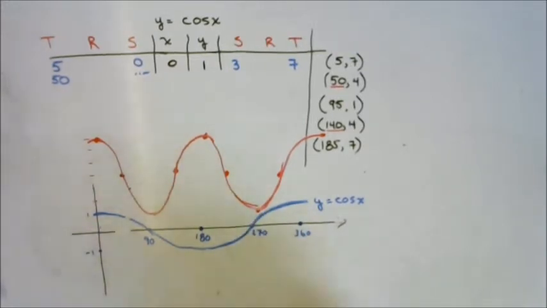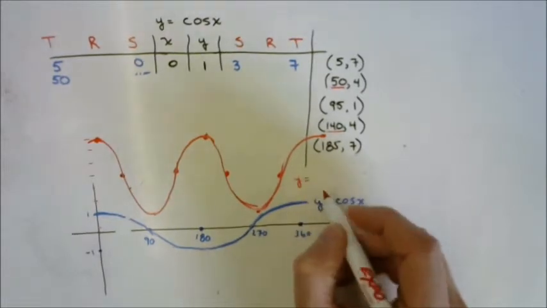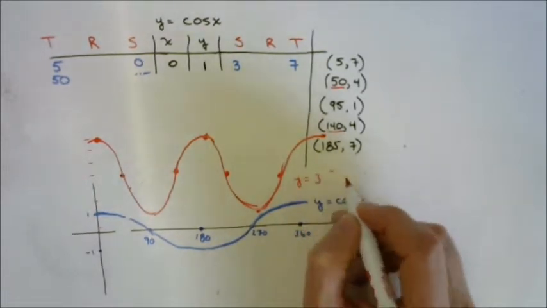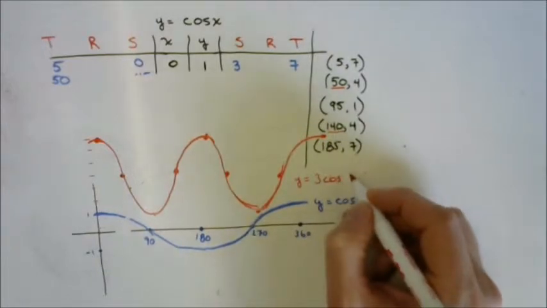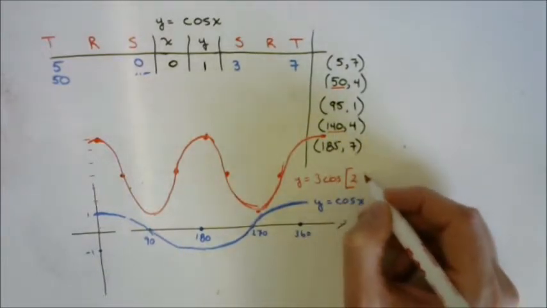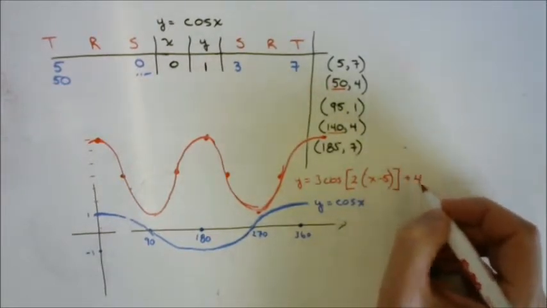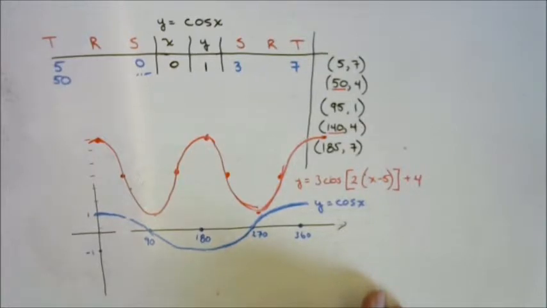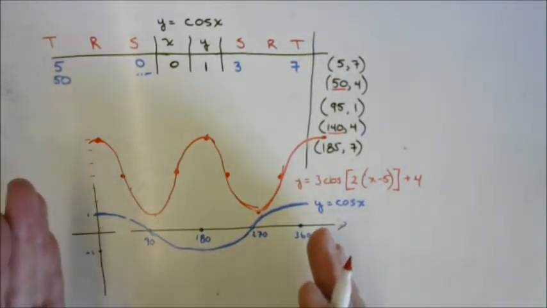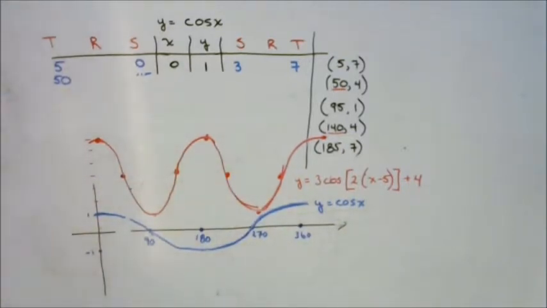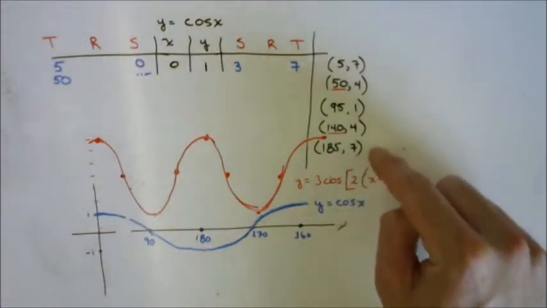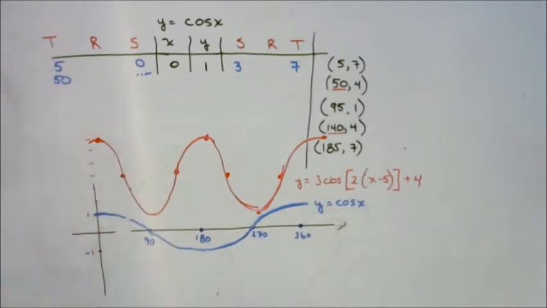There-ish. And there's a graph of the curve of the function y equals 3 times the cosine of 2 x minus 5 plus 4. 2 cycles within 360, but it's also shifted to the right 5 units. And that's how to sketch a graph using your extended table of values. Just plot your points and draw a gentle curve.